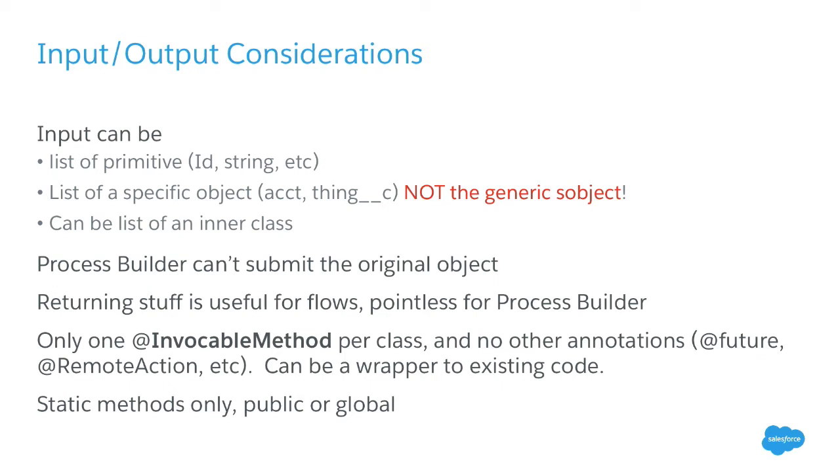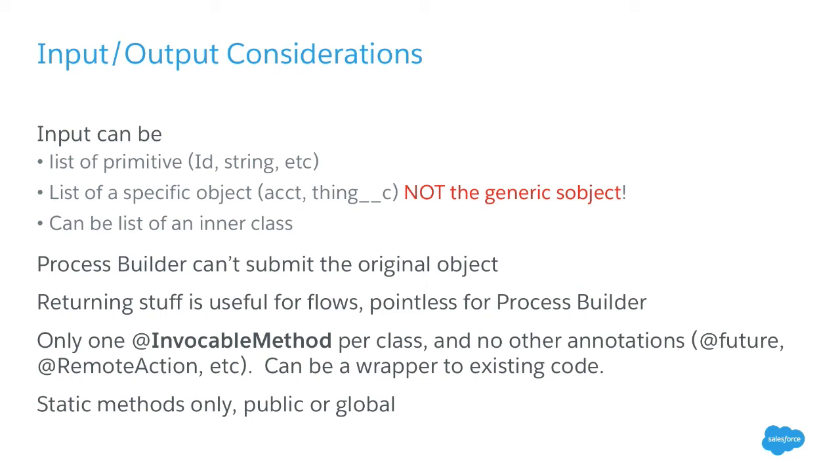And then also it can be a list of inner class, which is what you always want to use when you have more than one variable and you want those several inputs to show up in ProcessBuilder. Okay. For whatever reason, ProcessBuilder can't submit the original object. So the account that this started on, you can submit the record ID, but you can't submit that whole record. Like you could its children or something like that. I could have an opportunity and I could do something to the account, but I can't submit the opportunity itself. So use record ID for that.